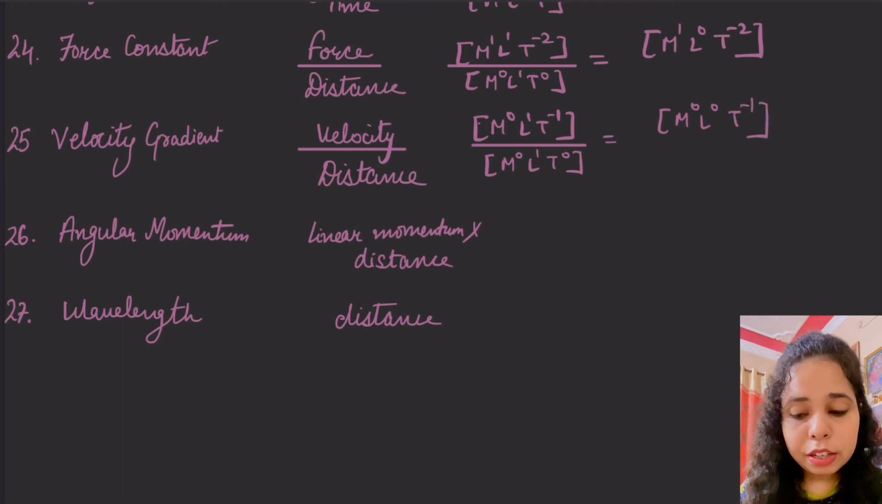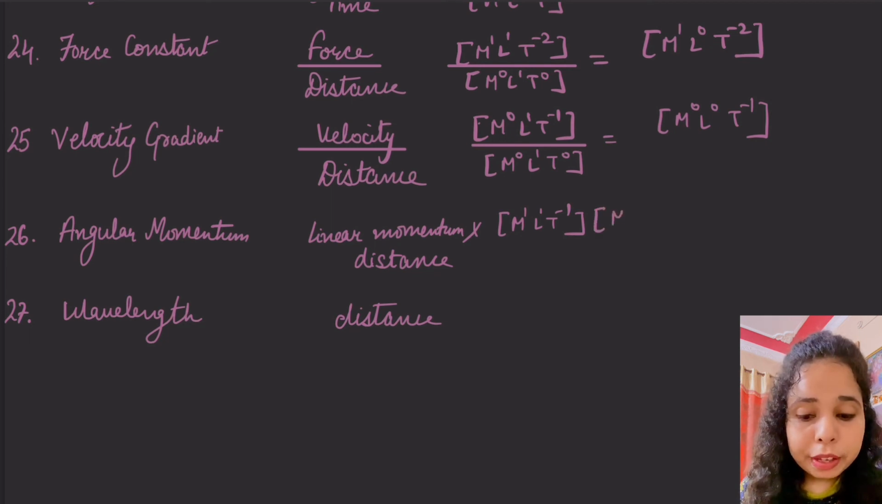And the next physical quantity is angular momentum, which is defined as linear momentum multiplied by the displacement. For linear momentum we have already calculated the formula. Linear momentum was defined as mass into velocity, and the dimensional formula for linear momentum is m1 l1 t minus 1, and it is multiplied by distance, that is m0 l1 t0. Therefore the dimensional formula for angular momentum is m1 l2 t minus 1.